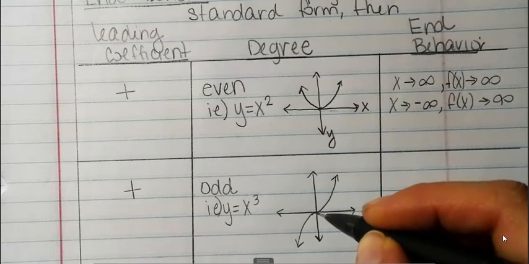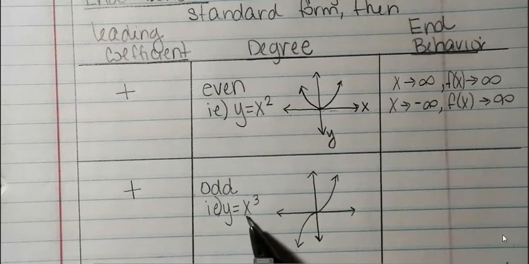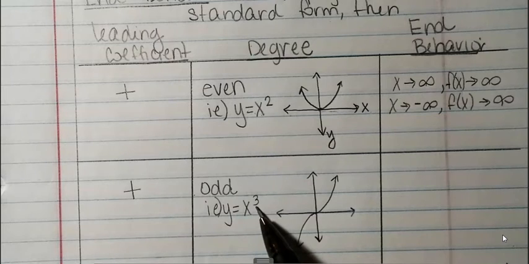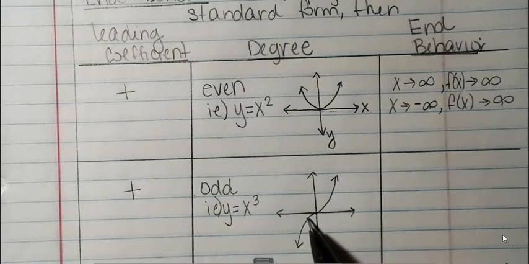But anywhere where you have a cube going through the origin, or going through the x-axis, we call that a root, right? And it's a cubed root. So basically, it's a solution that's being cubed. So here, that's why it flattens out and goes through.